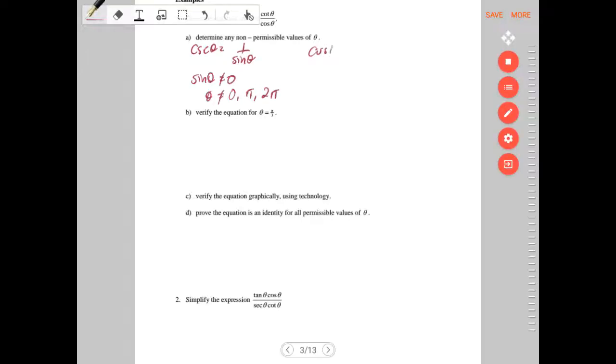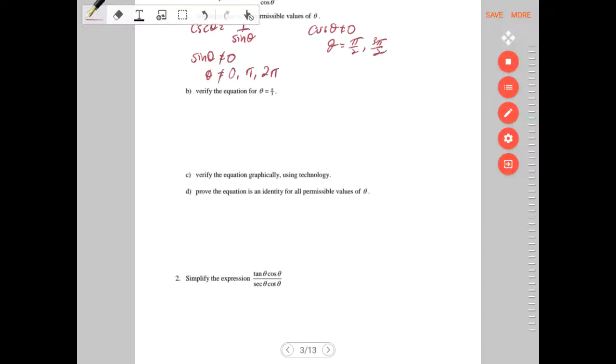And we have cos theta can also not be 0 because it's in the denominator. So theta would be pi over 2, 3 pi over 2, and so on. So any whole number multiple of pi over 2 will give you non-permissible values. Okay, awesome. Verify the equation for pi over 3.